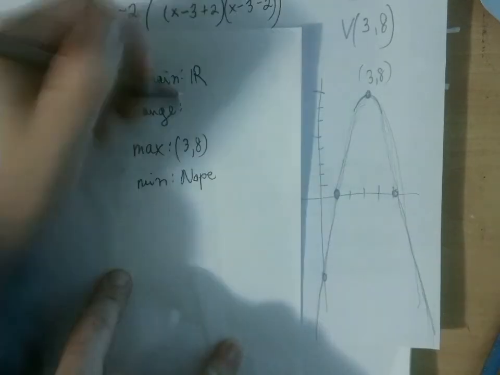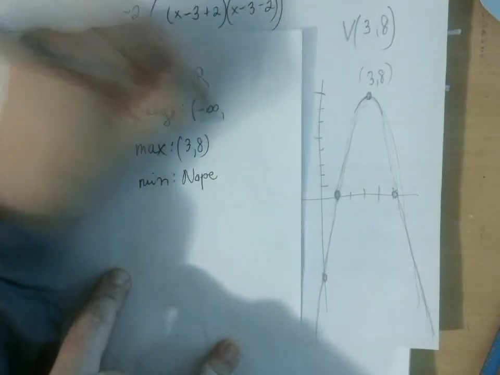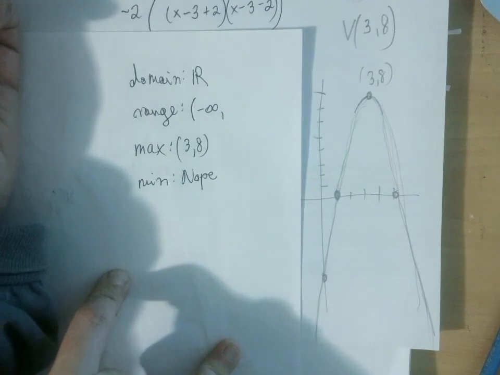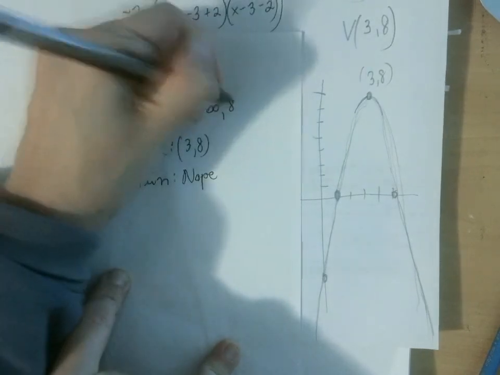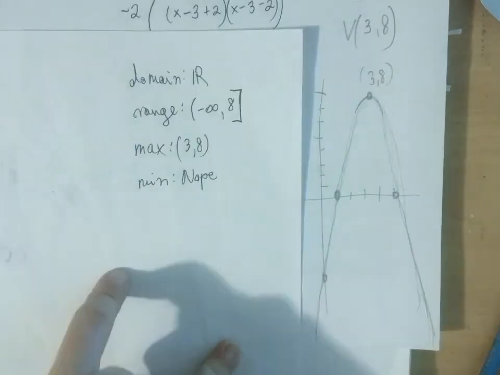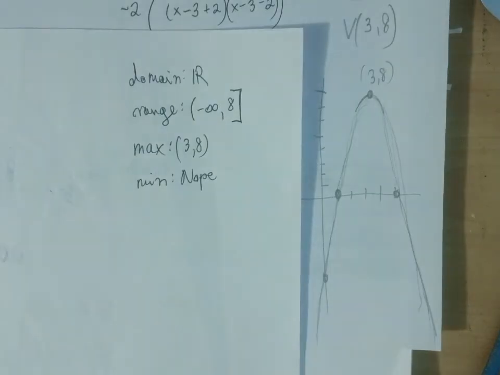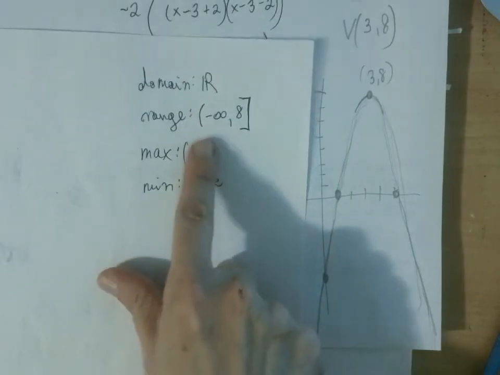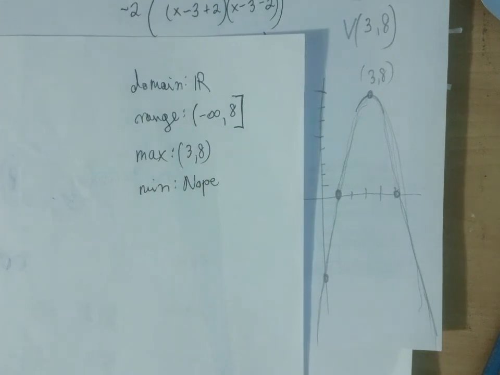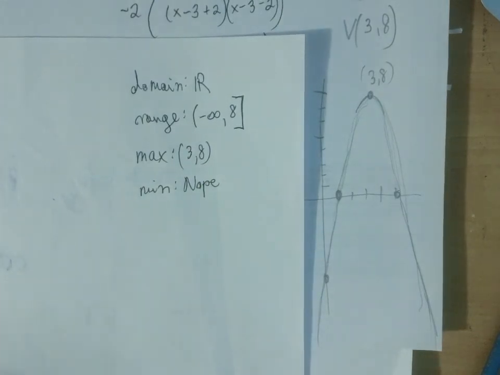And so the range is from negative infinity. What is the highest y value that is taken? 8. So this part is closed. We can never get to infinity. So that part cannot be a bracket. Okay, what else do we need?